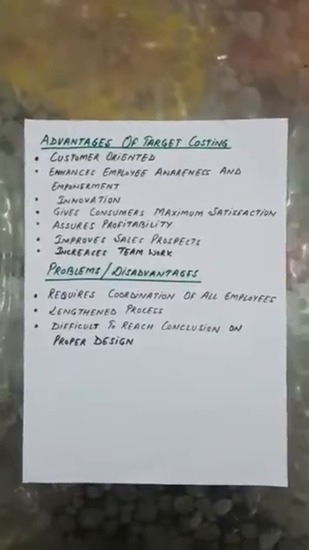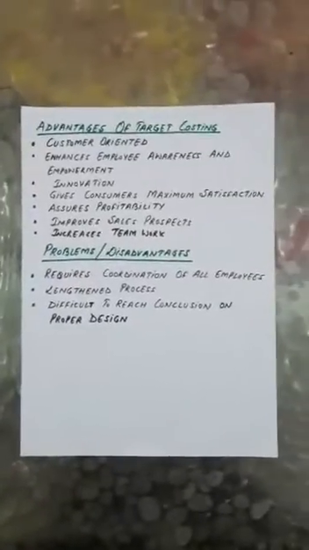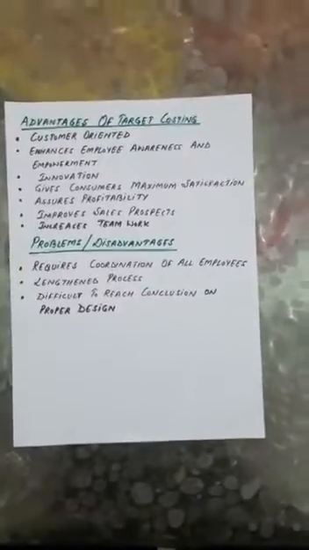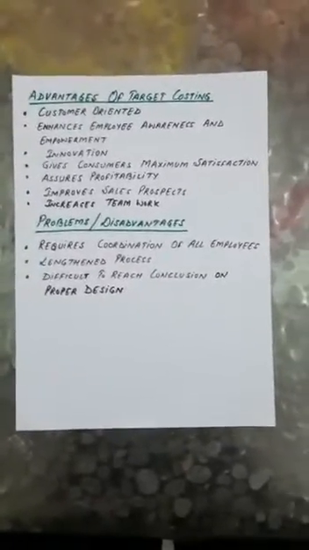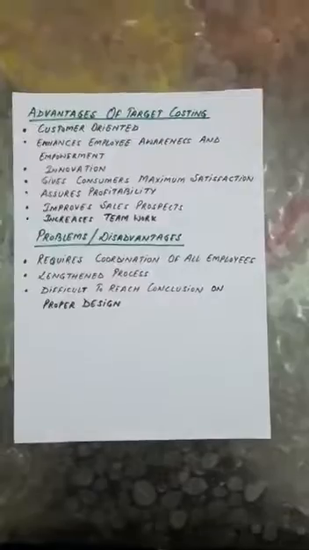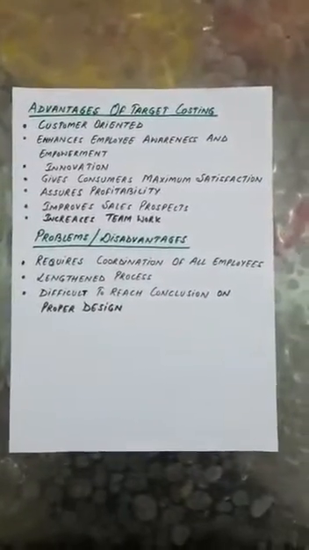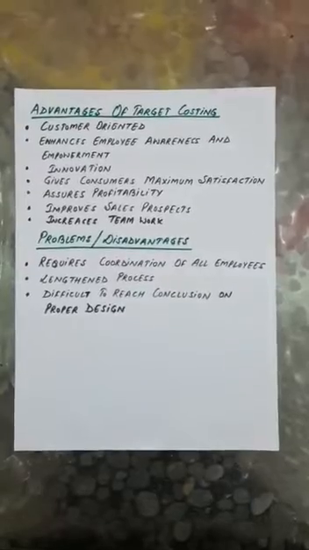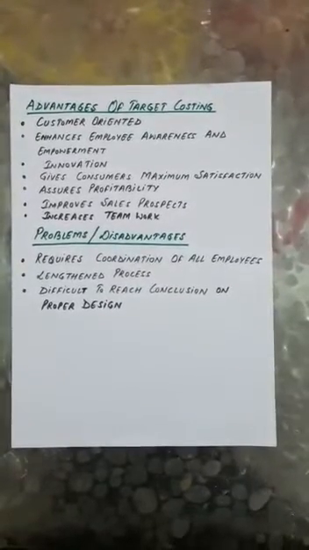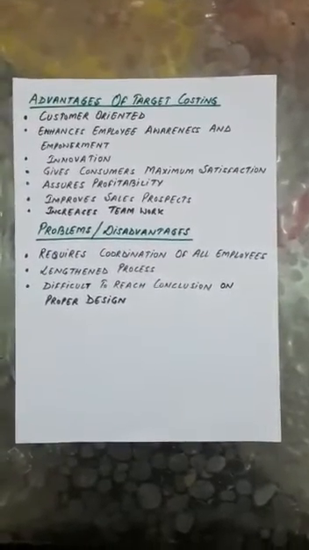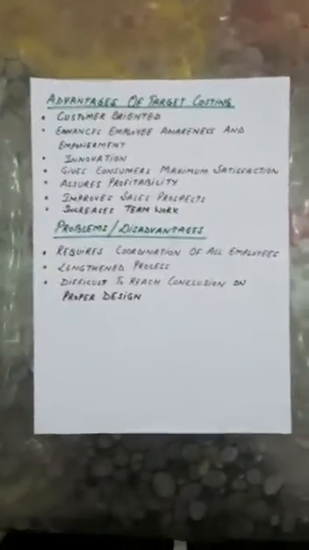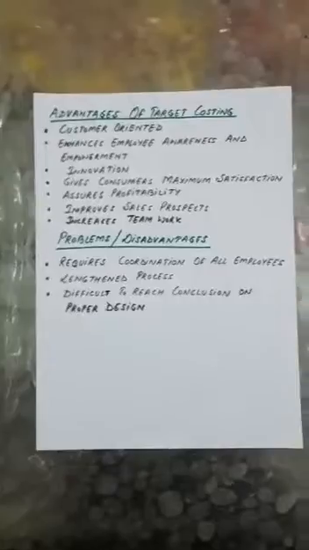Next is lengthened process. The development of the target costing process can be lengthened to a considerable extent, since the design team may require a number of design iterations before finalizing a low cost product. So the process that we have earlier discussed in the target costing model is a very long process, and the problem is that during this lengthened process various problems can arise.